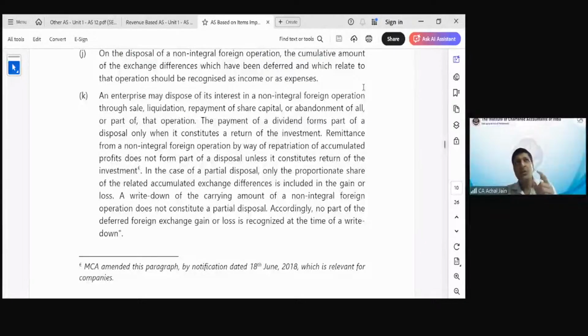Have you covered this accounting standard on investments? Yes, sir. So if you remember, there are two types of investments that you have: ex dividend and cum dividend. So when you have this cum dividend, what do you do? Do you adjust that with the cost of investment? Yes, sir. So the same point is over here.